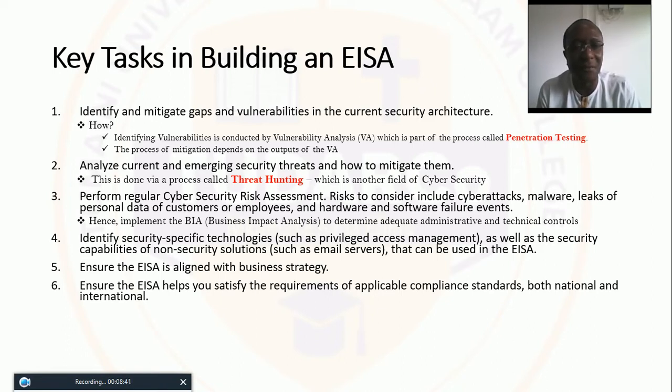How do we identify? Identification of vulnerabilities is done by a process called vulnerability assessment or vulnerability analysis, VA for short, which is part of the process called penetration testing. Therefore, to better produce a professional enterprise information security architecture, you should have skills and personnel on penetration testing.